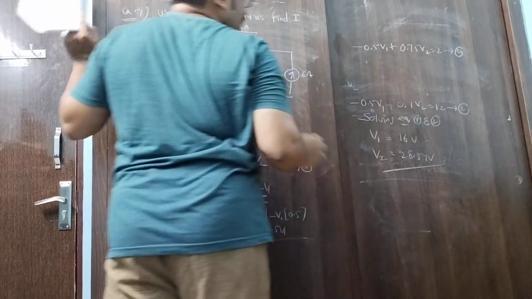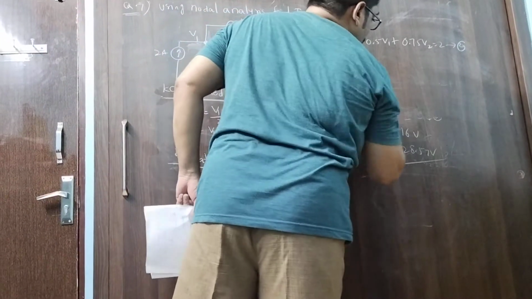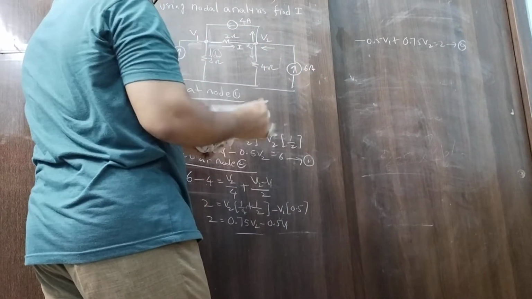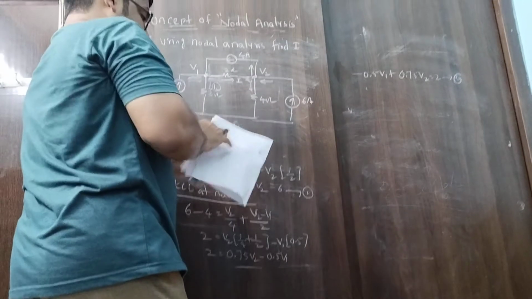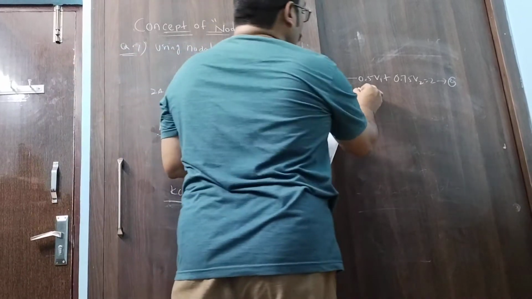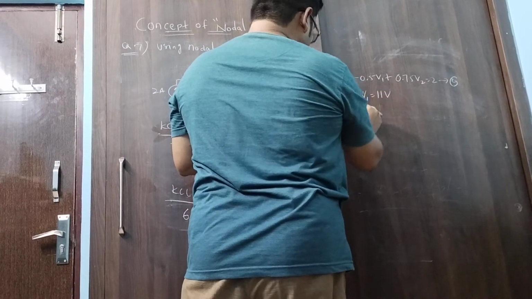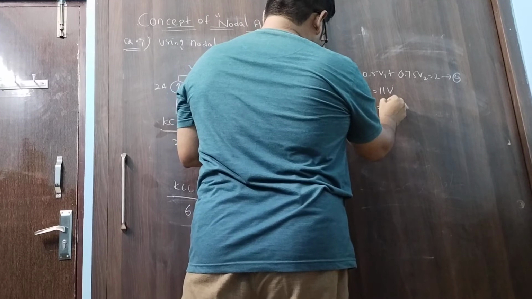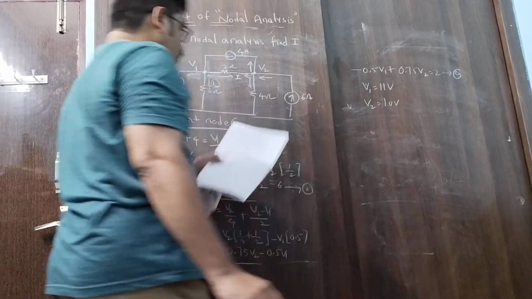Solving equations 1 and 2, you are going to get the values. V1 is equal to 11 volts. V2 is equal to 10 volts.